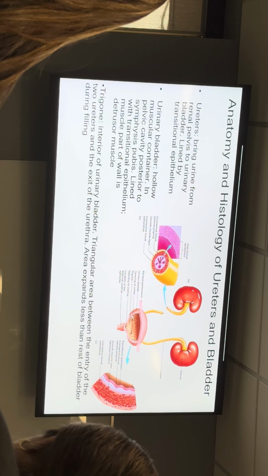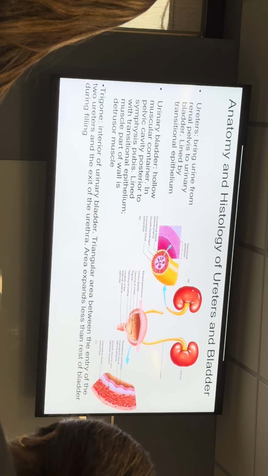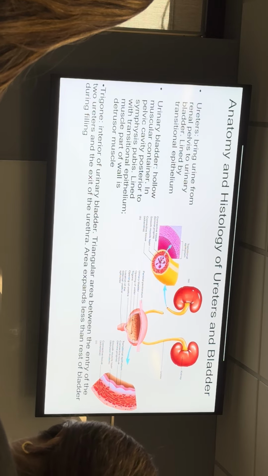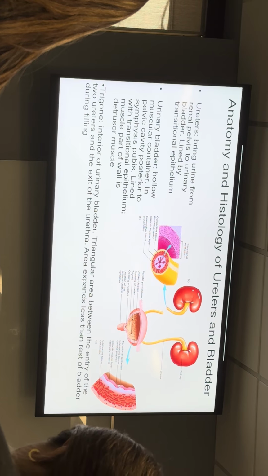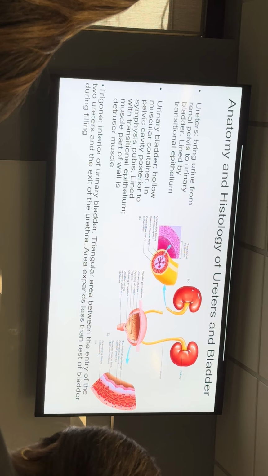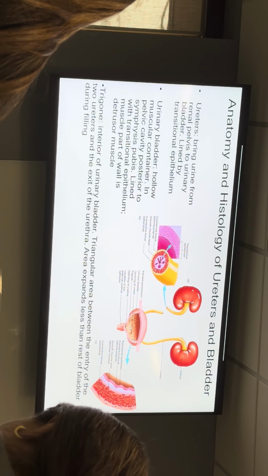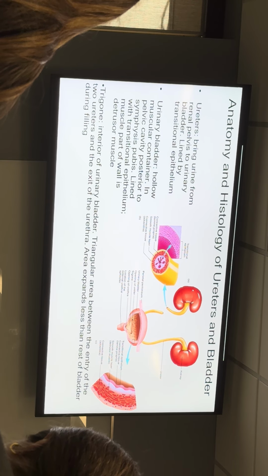So here's your bladder. I was pointing at the bladder. Here's the ureters. This is the same setup. You have transitional epithelium, smooth muscle, and connective tissue. Bladder, same thing: transitional epithelium, connective tissue, smooth muscles, more connective tissue. Your bladder also has big wrinkles in it called rugae, just like your stomach.